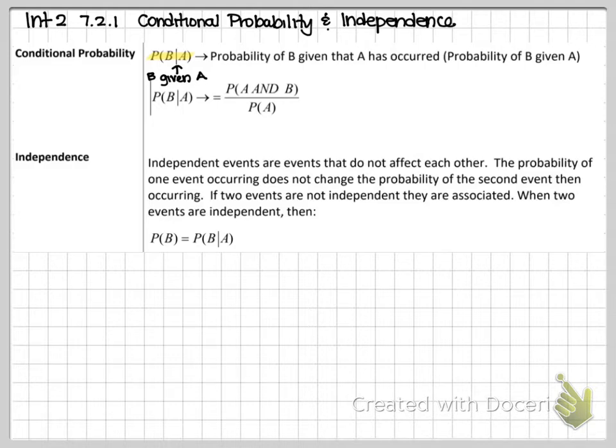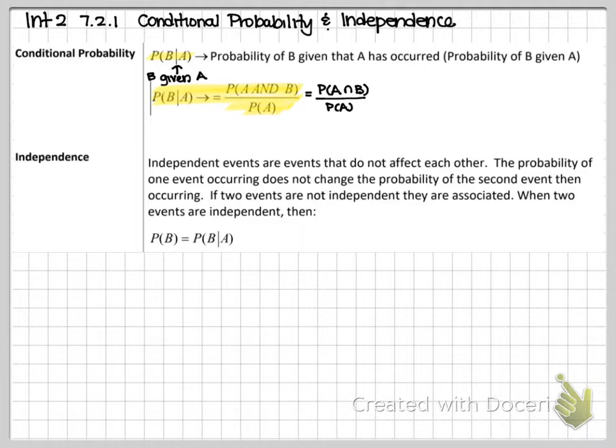Okay, so looking at this, we do have a formula for this. So the probability of B given A, and then I'll use the formula, but I'm also going to do it a different way too, because I like giving you a variety of ways to look at this. So this is the same thing as the probability of A and B. So that's the intersection, like what we talked about in the last notes, over probability of A.